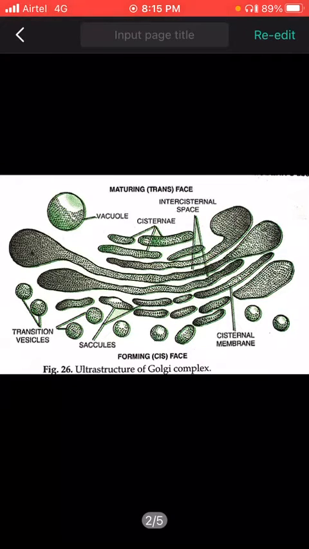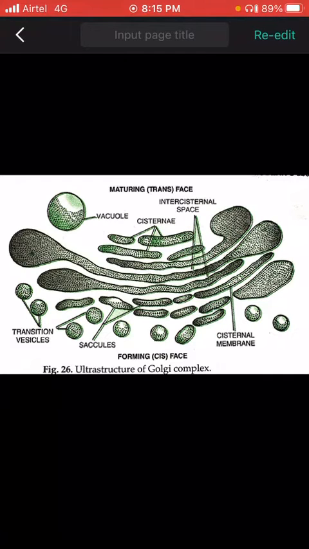Okay, so you can see the transition vesicles, sacs, cisternae, membrane, and vacuole. Basically it is also known as the warehouse of the cell, where the synthesized food is stored. So the structure of Golgi apparatus consists of cisternae, flattened sac-like structures, and vacuoles, which are spherical. A component lies towards the concave side of the cisternae, the vesicles. So this is how it looks like.